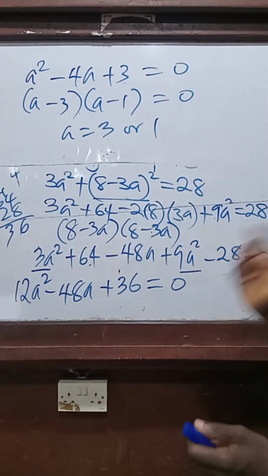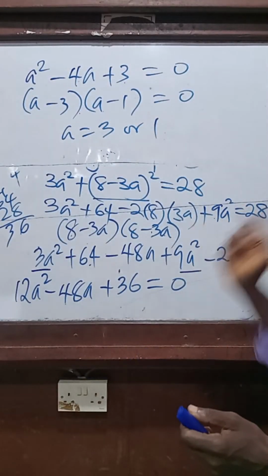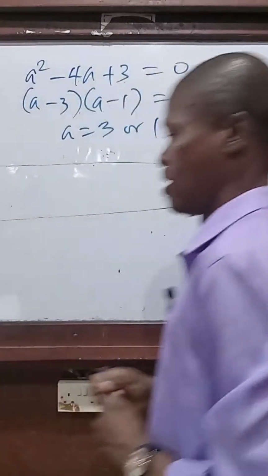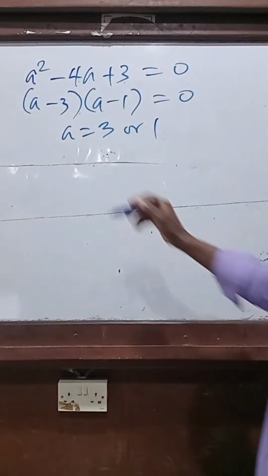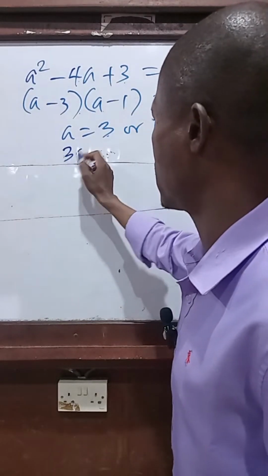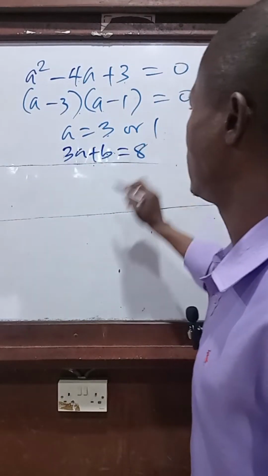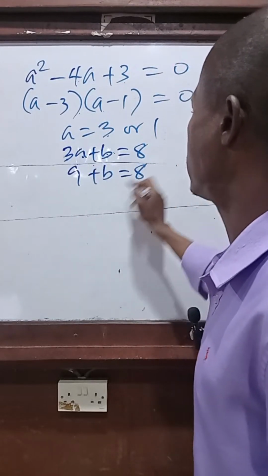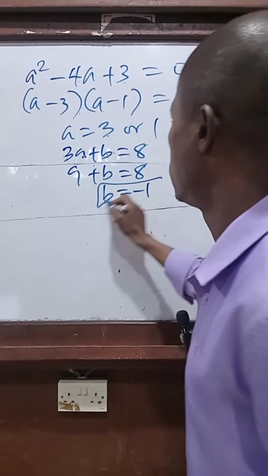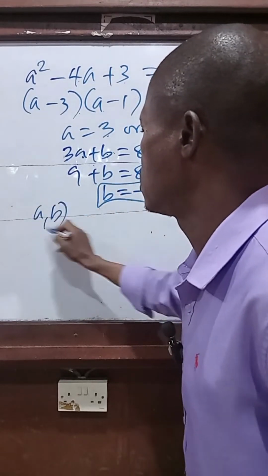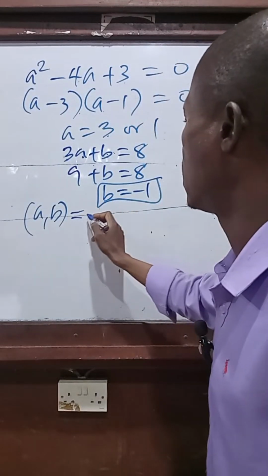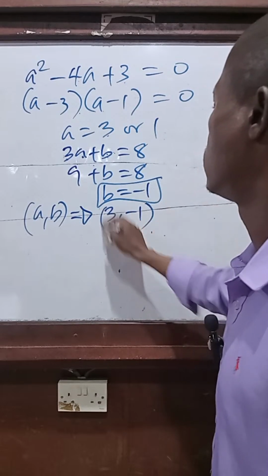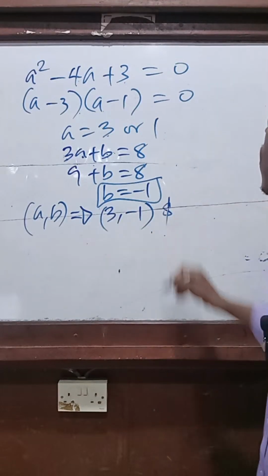Then the next thing to do now, we've gotten a, we need to get the b. We can start from here. When a is 3, we're going to have 3a plus b equal to 8. That will be 3 times 3, that's 9, plus b equal to 8. b is what? Minus 1. So the coordinates a comma b will be 3 comma minus 1.